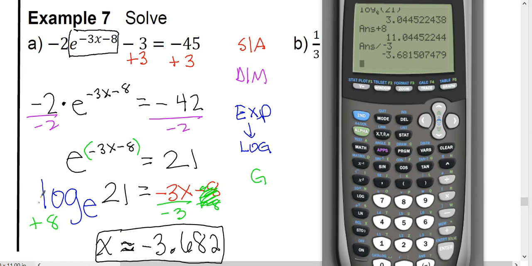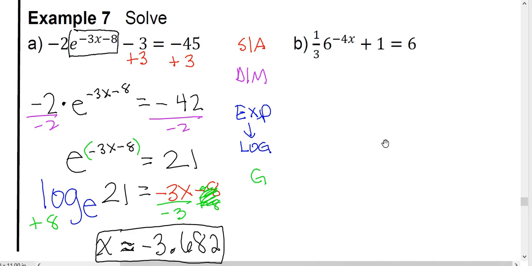Okay, so from here, this part you can just do in the calculator. Alright, we'll do one more with converting forms, and then I'll show you the other way, and you can decide which one you like better.